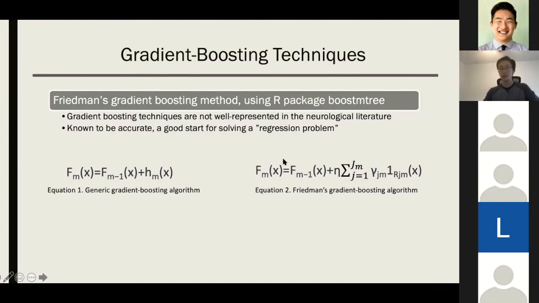So what you do to the weak learners every time you add them is basically the flavors that you can do for gradient boosting. Friedman's gradient boosting algorithm is the one that this particular package uses. Again, the technical details aren't too important, except for the basic idea that you keep modifying the equation by adding some kind of weak learner.